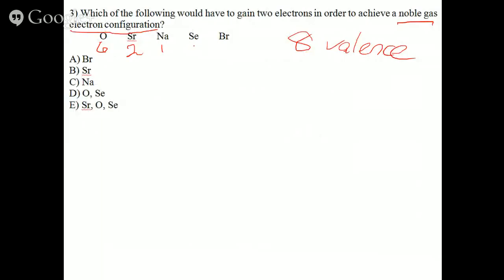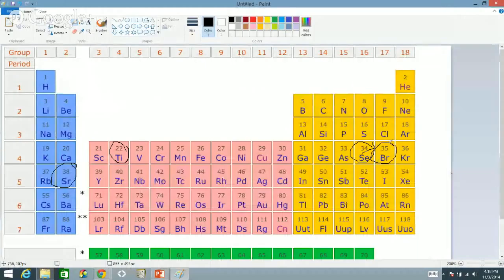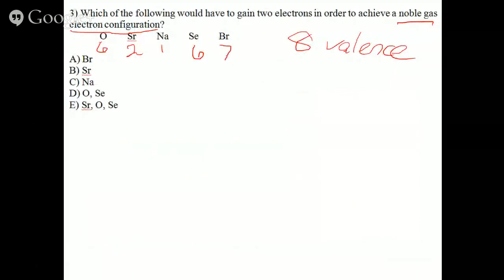Right? And Br is right over here. So it has 7 valence electrons. Which one would have to gain 2? Well, oxygen and selenium would have to gain 2 in order to have 8.